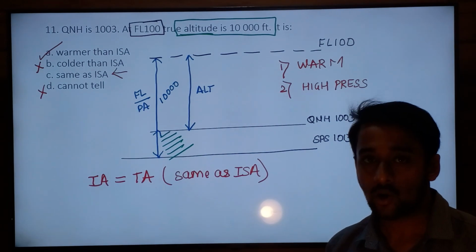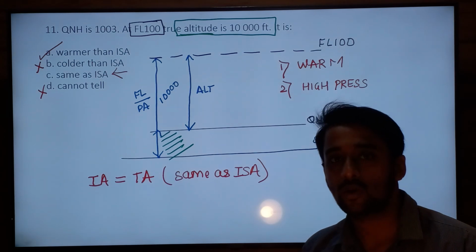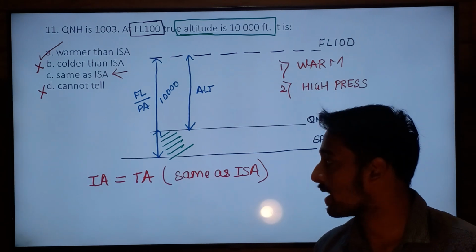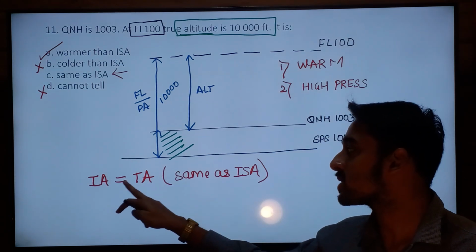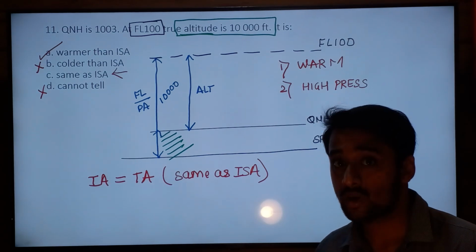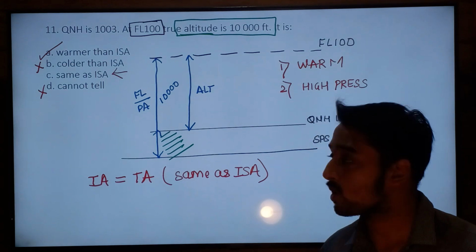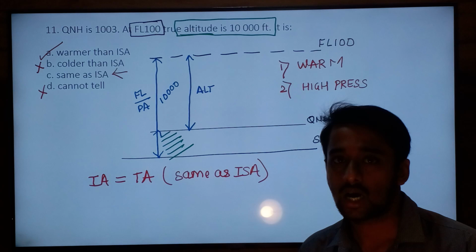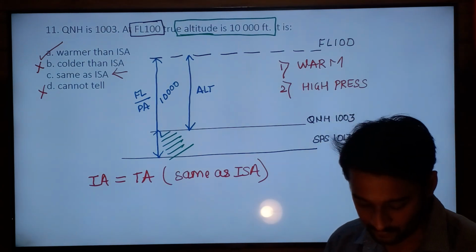Okay, why not ISA conditions? Because we don't have more information, so the more appropriate answer will be option A. Otherwise, when indicated is equal to true, that happens only in ISA conditions. But we are not selecting that option because we don't have more information to base our conclusion on.